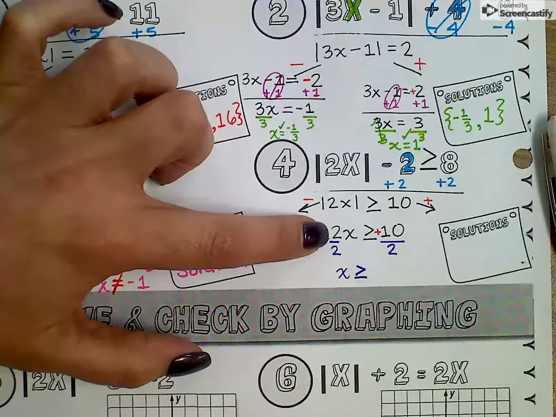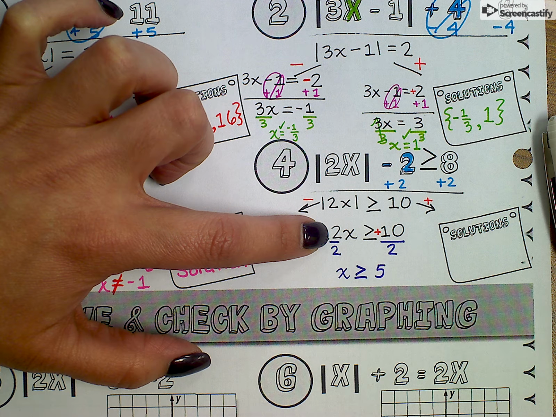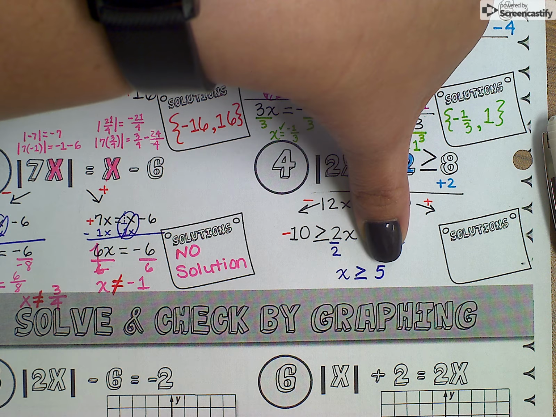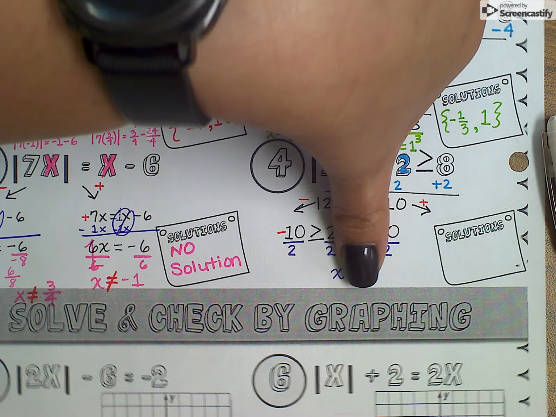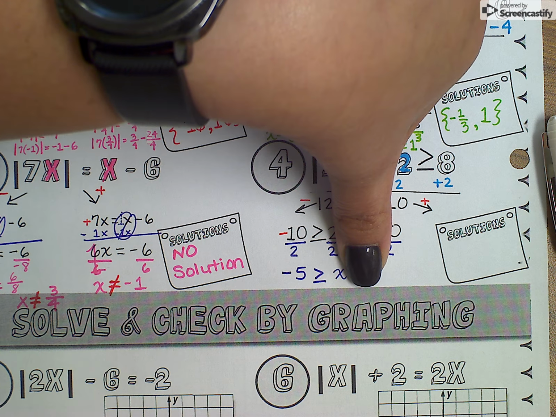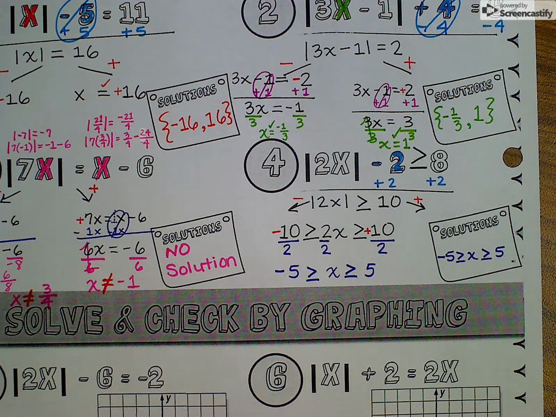Now, I'm going to cover up the positive side and do the exact same thing over to the negative side by dividing by 2. So now it'll look like negative 5 is greater than or equal to x. Altogether, we have negative 5 is greater than or equal to x greater than or equal to positive 5.